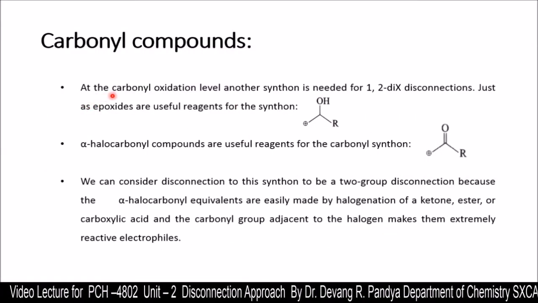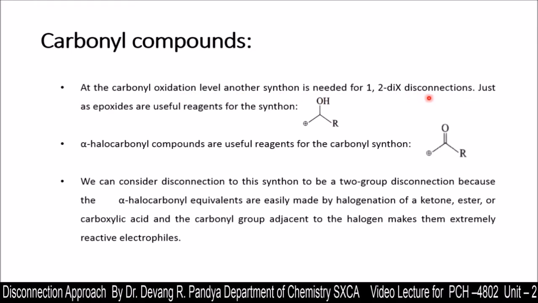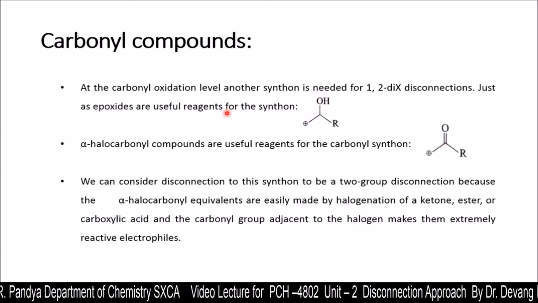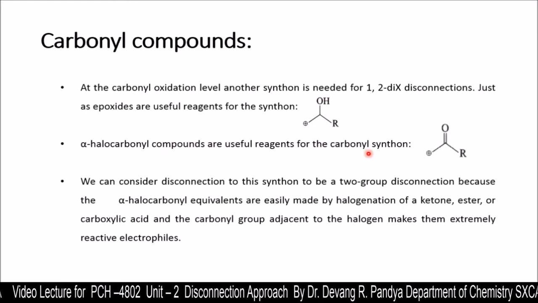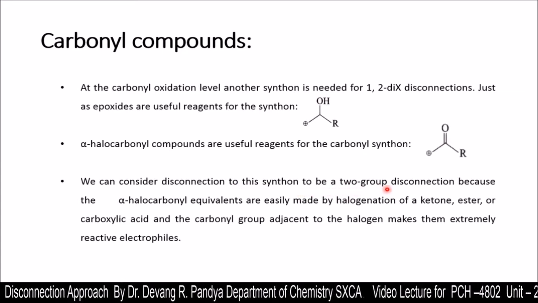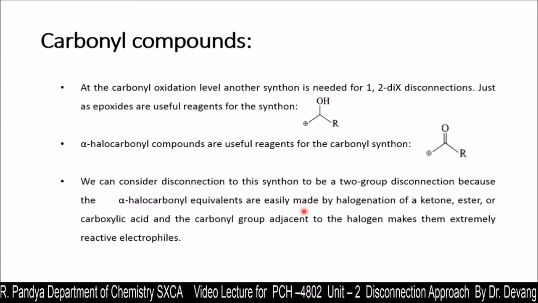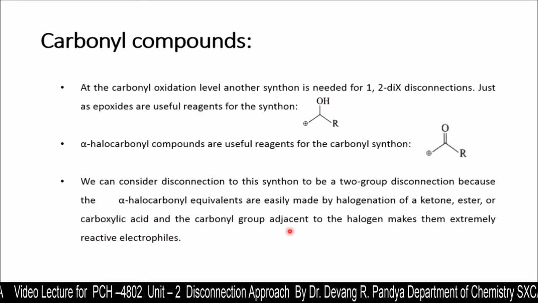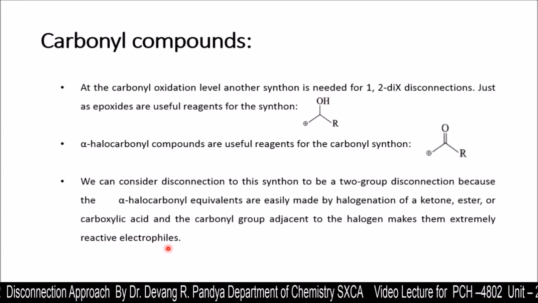Now for a carbonyl compound, at the carbonyl oxidation level, another synthon is needed for the 1,2-diX disconnection. Just as epoxides are useful reagents for this synthon, this is converted into an epoxide. Alpha-halocarbonyl compounds are useful reagents for the carbonyl synthon as well. We can consider disconnection to this synthon to be a two-group disconnection, because the alpha-halocarbonyl equivalent is easily made by halogenation of a ketone, ester, or carboxylic acid, and the carbonyl group adjacent to the halogen makes them extremely reactive electrophiles.